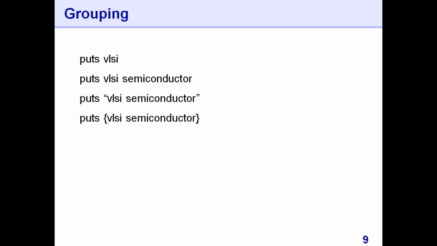Grouping means if you want to convert a number of arguments into a single argument. Here I will give an example, though I will cover this concept in our regular class. I'm just refreshing some of the concepts. Can anyone tell what the puts command does when you do puts VLSI? It will print, right?